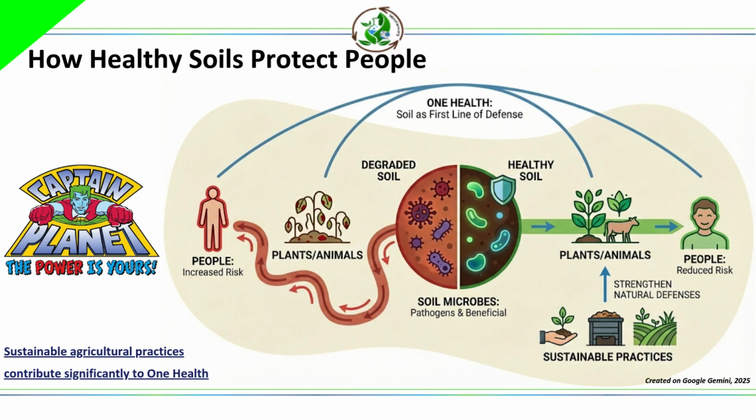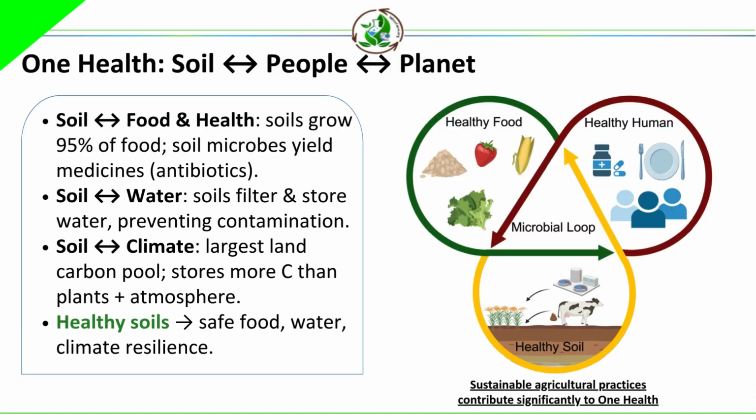Sustainable practices like adding compost, rotating crops, encouraging microbial diversity, boost soil's natural protective power. Think of soil as the first line of defense in the One Health chain. Good soil leads to safer crops and food. So by improving soil, we're not just growing more food, we're keeping that food safer for our community and creating climate-resilient plant production systems.